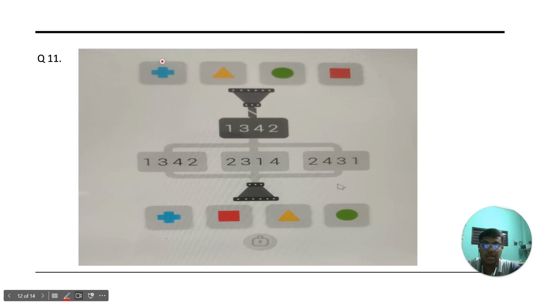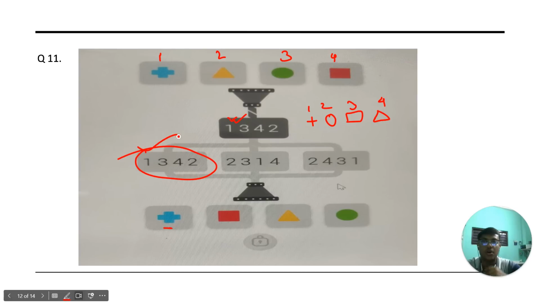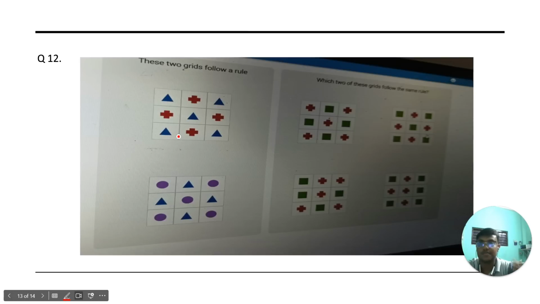Next, first we need to evaluate what this function does. So I'm marking it 1, 2, 3, and 4. Here it says 1 remains at the first position, 3 comes at second position, 4 comes at third position, and then second at last position. Okay. Now if we again mark this 1, 2, 3, and 4, first is plus, which remains at the first position. So this is our correct option. Hope you all understood it. Let's move on to the next question.